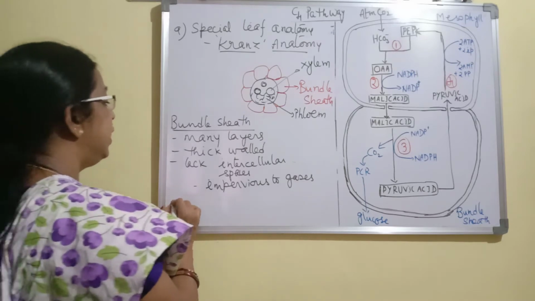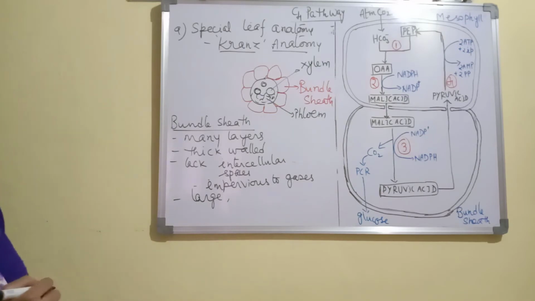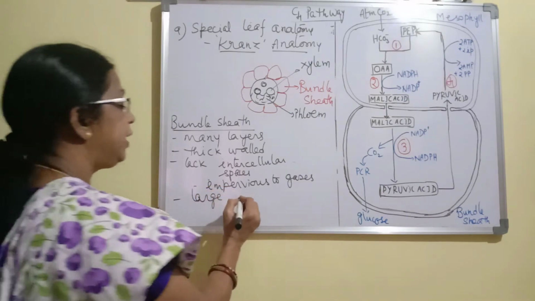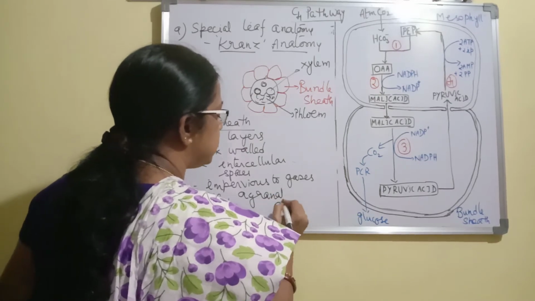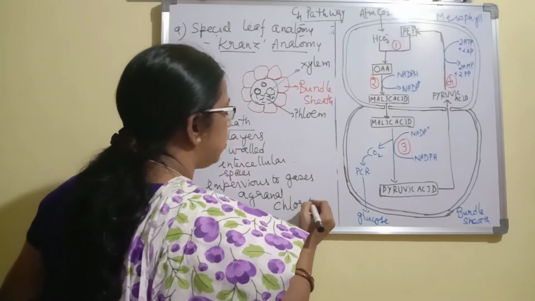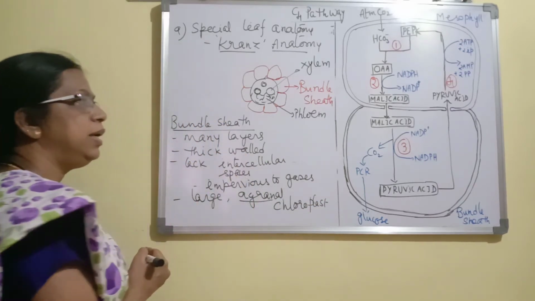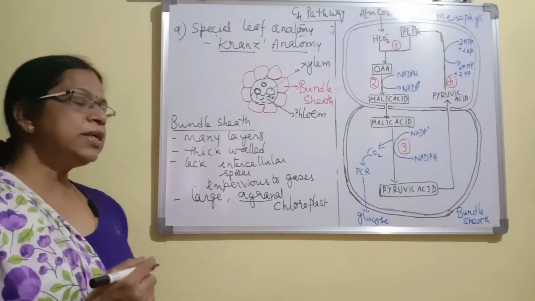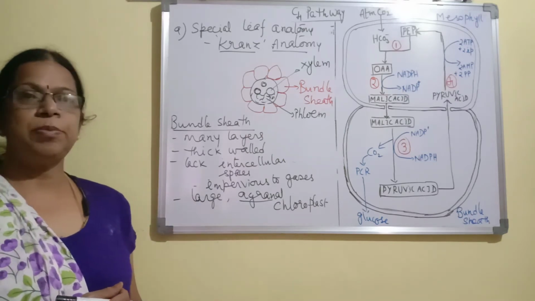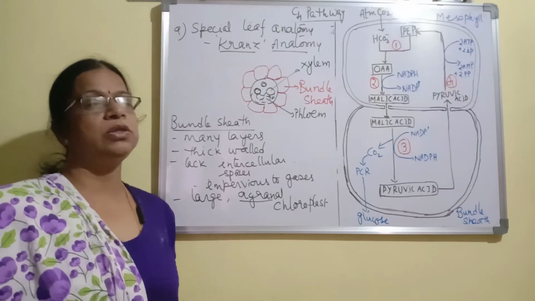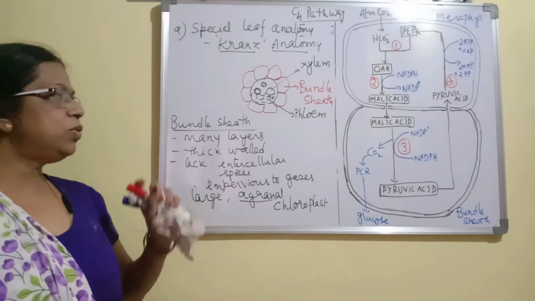And they are large in size. They are large in size and they consist of agranule chloroplasts. Agranule means without any granum. So chloroplast will have both grana and stroma, but here chloroplasts are present without the granum. And a large number of chloroplasts are also present, and they are without any granum.